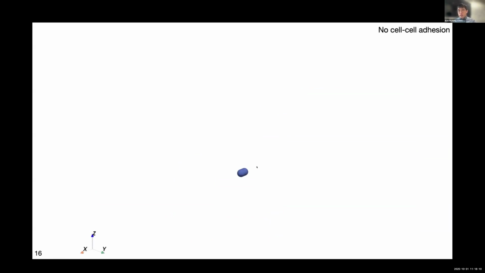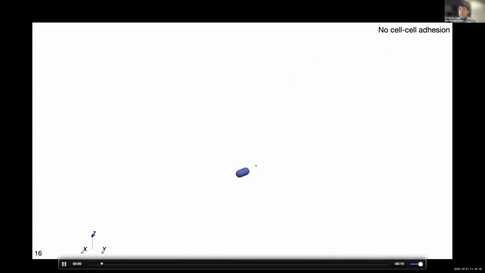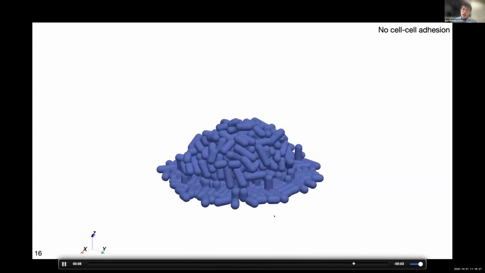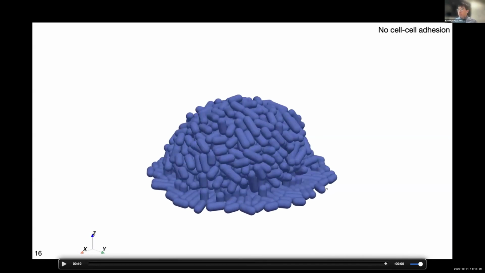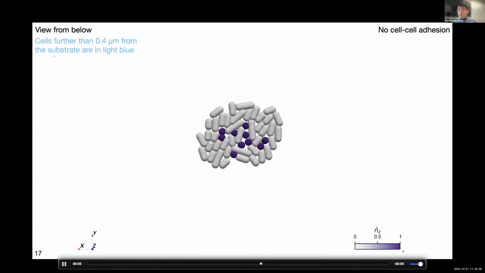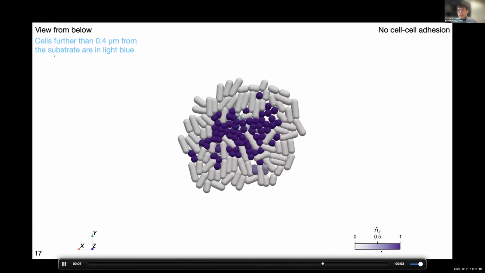So here are some simulations I'm going to show you now. And I'm going to start with this baseline case where there's no cell-cell adhesion and just strong cell-substrate adhesion. So this is the case that has been well characterized in the literature already. And we see this dome shape that I've talked about already. Right? Now I'm showing the same simulation from below. Okay. So I'm looking at the bottom of the biofilm, and I'm coloring the cells by Z orientation.